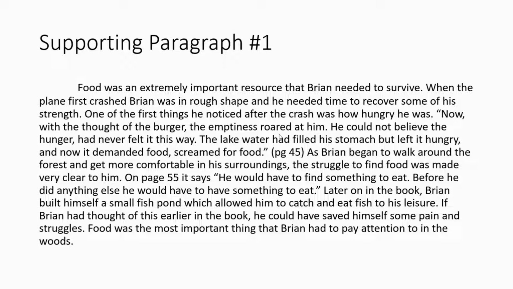And then page 45. As Brian began to walk around the forest and get more comfortable in his surroundings, the struggle to find food was made very clear to him. On page 55, it says he would have to find something to eat before he did anything else. He would have to find something to eat. Later on in the book, Brian built himself a small fish pond, which allowed him to catch and eat fish at his leisure. If Brian had thought of this earlier in the book, he could have saved himself some pain and struggles. Food was the most important thing that Brian had to pay attention to in the woods.